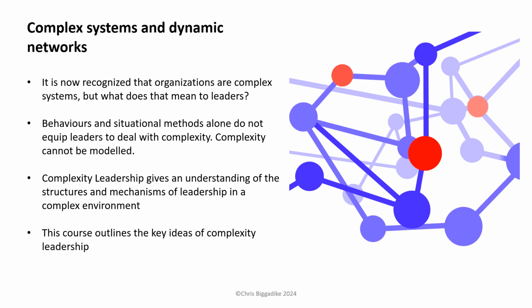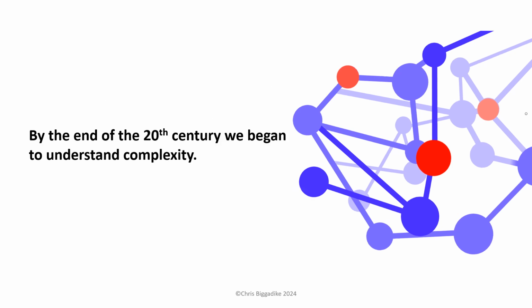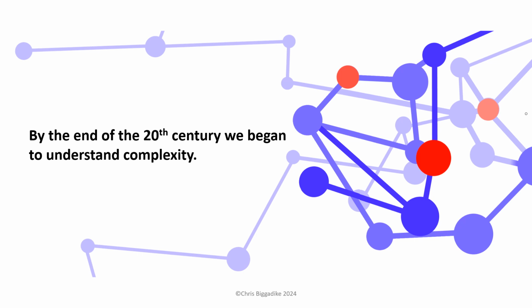Complexity leadership gives an understanding of the underlying mechanisms of complexity. This course outlines some key ideas in the field of complexity leadership, along with delivering a greater understanding of complex organizations. By the end of the 20th century, we began to understand complexity. This understanding comes from chaos theory and complexity science.